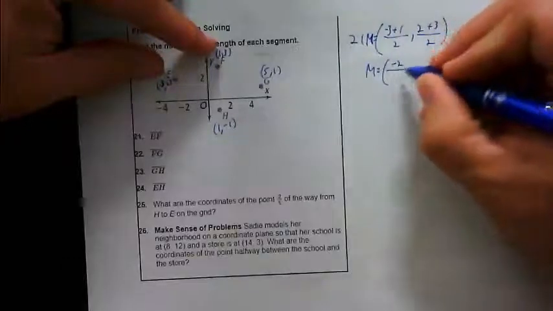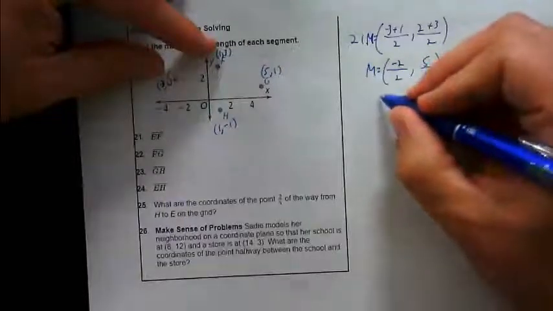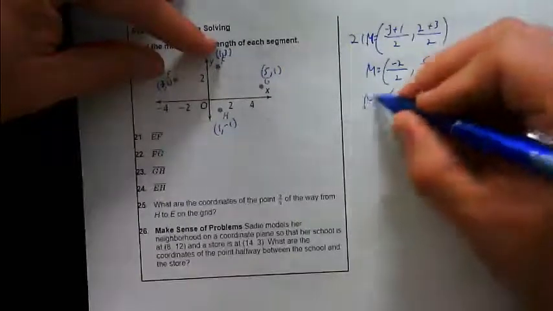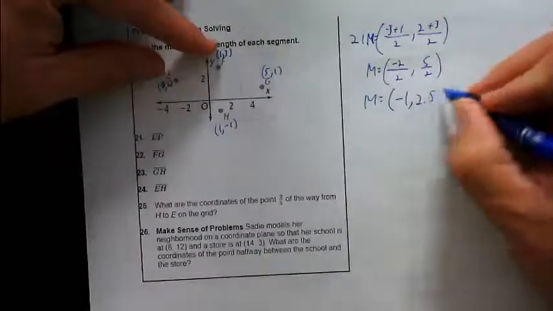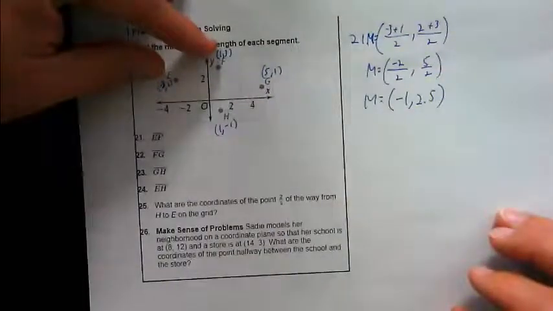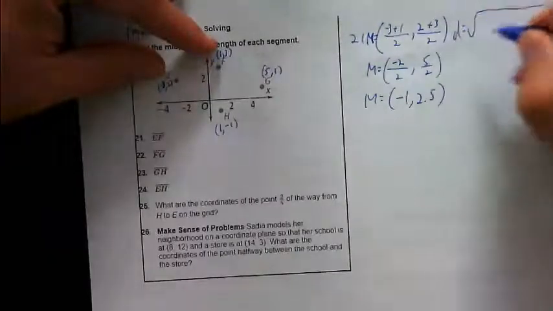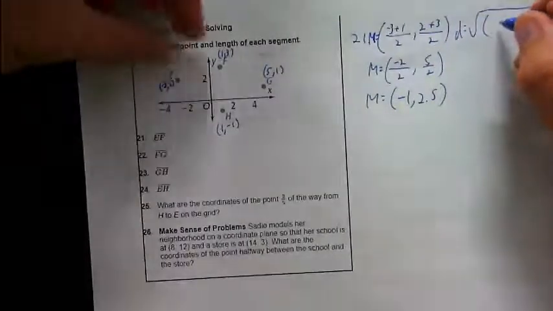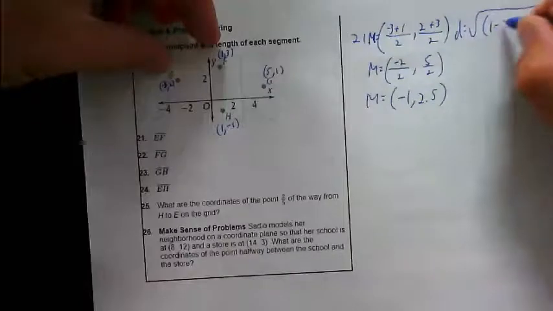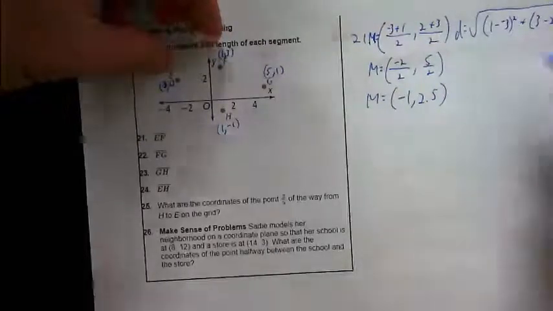-3 plus 1 is -2. That's 5. Divide. And our midpoint is at the point -1 and 2.5. For the distance, again, we can use distance formula. Plug everything in. Our x values go first. So we have 1 minus -3 squared plus 3 minus 2 squared.